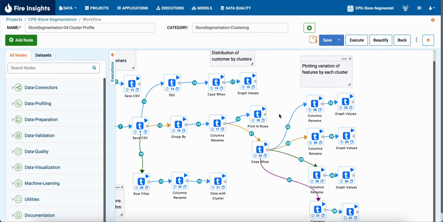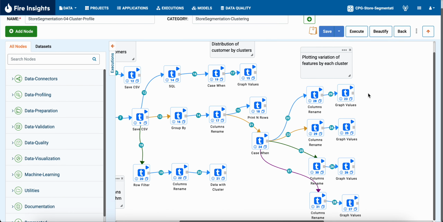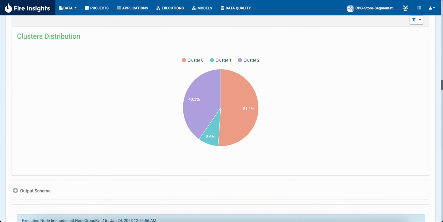workflow. The first thing we want to look at is the distribution of our customers or stores by cluster. Next, we will be plotting various features of each cluster. This will help us look at them in a more visual way, which can be easier to read and interpret for those who are not familiar with the data. Now let's take a look at the output of this workflow.